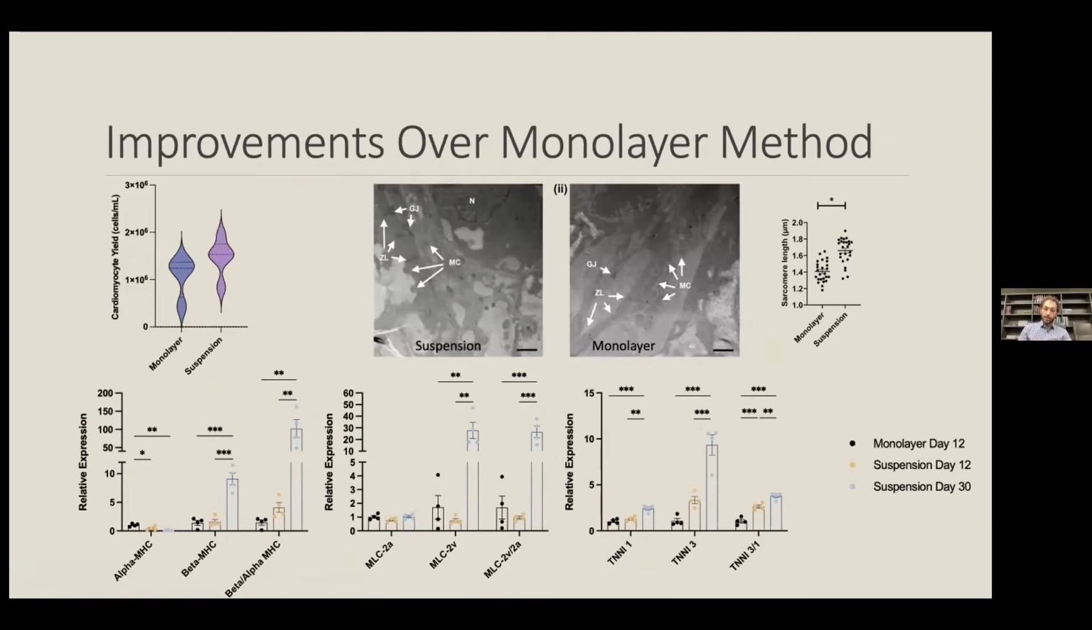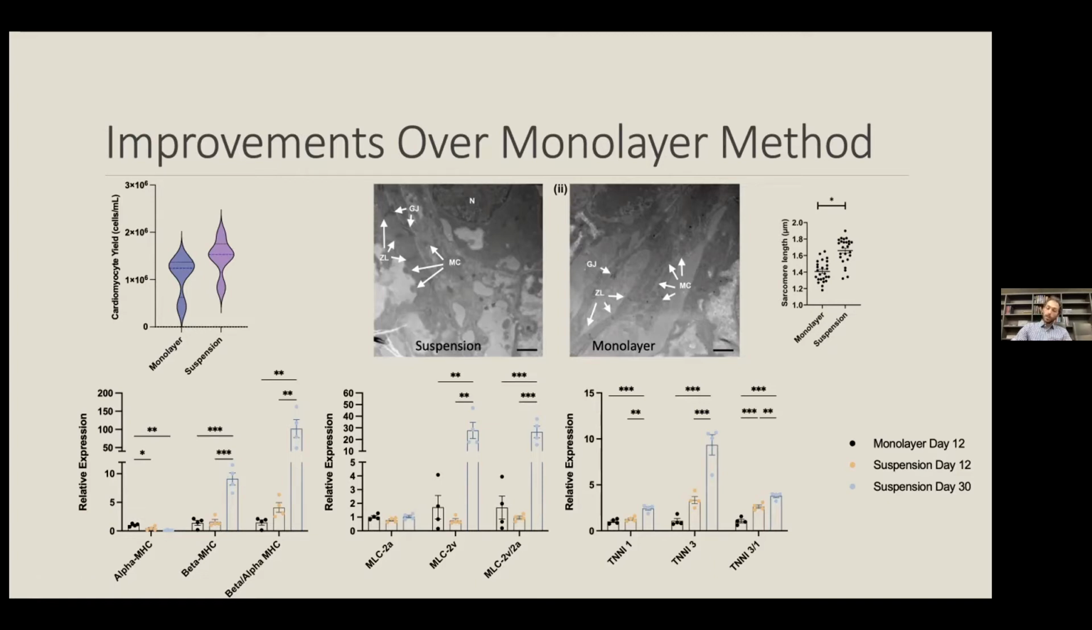Then further, after characterizing the structural nature, we wanted to look more at some of the gene expression and some of the functional status of these suspension differentiated spheroids. And when we looked at the yields compared to the monolayer process, we found that there was a trend of improved yields. However, it wasn't statistically significant. Additionally, when we looked at some of the gene expression, we didn't see major increases in some of these traditional isoform switching markers of maturity after just the initial 12 days of suspension culture.